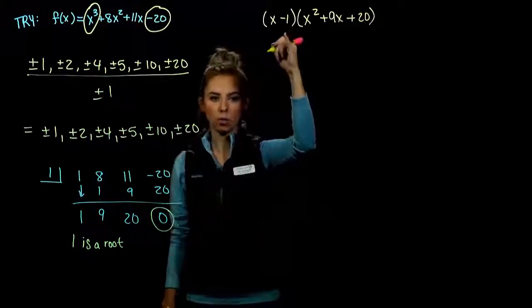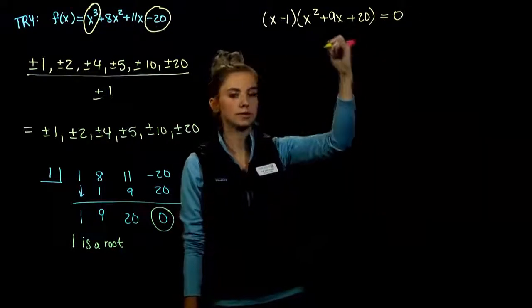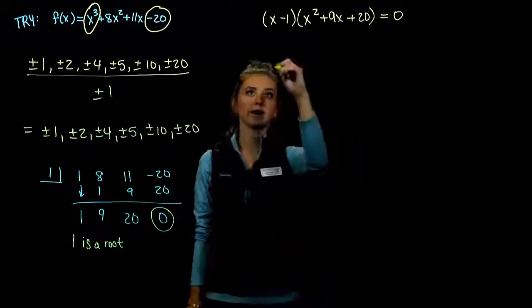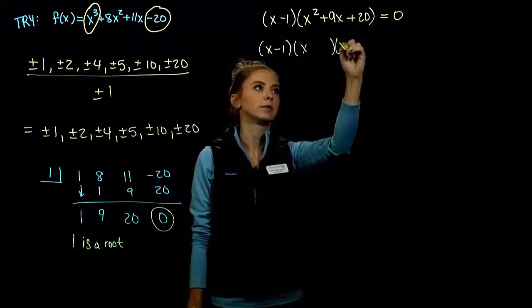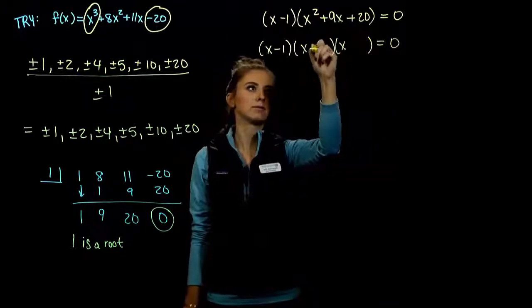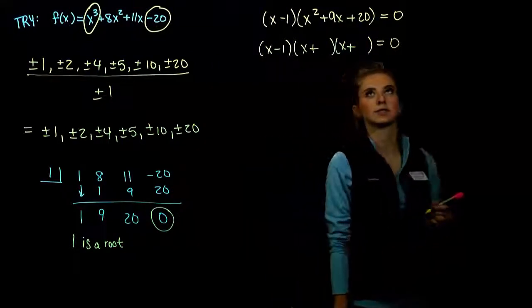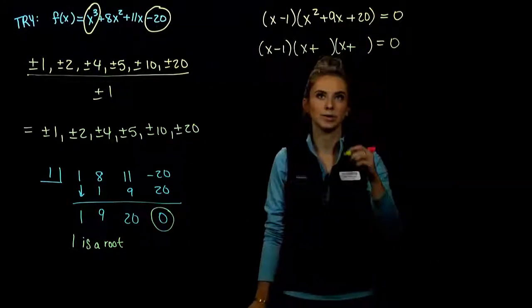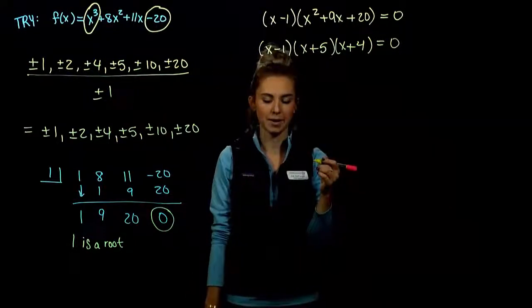I already know that 1 is a root. We're setting it equal to 0 and trying to solve for these other two. So how do we factor it? We still have the x-minus-1 tagging along. We've got an x on the front. And we need it to multiply and add to be positive, so we know those signs are positive. A combo of factors that multiply to 20 and add to 9, we're looking for 5 and 4. 4 and 5, order doesn't matter.